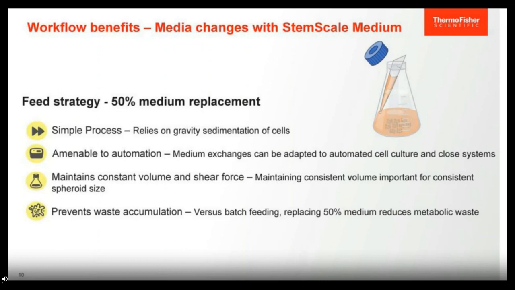And most importantly, the 50% medium replacement strategy will prevent the accumulation of waste products over the duration of the culture. Other types of feed strategies, such as batch feeding processes, which just add fresh medium to the existing spent medium, will see metabolic waste products accumulate far more rapidly compared to this replacement strategy.